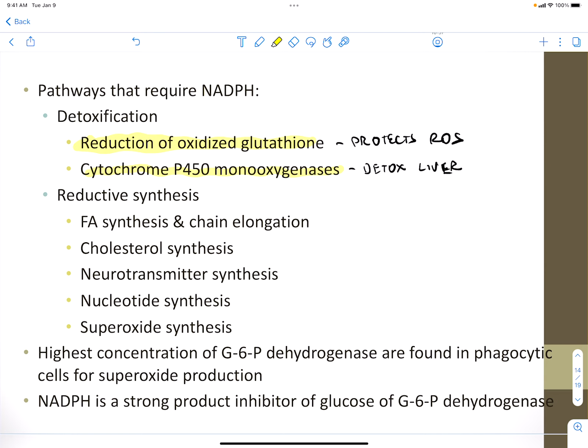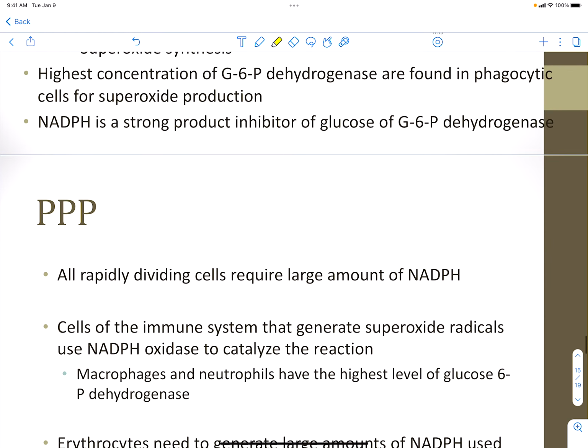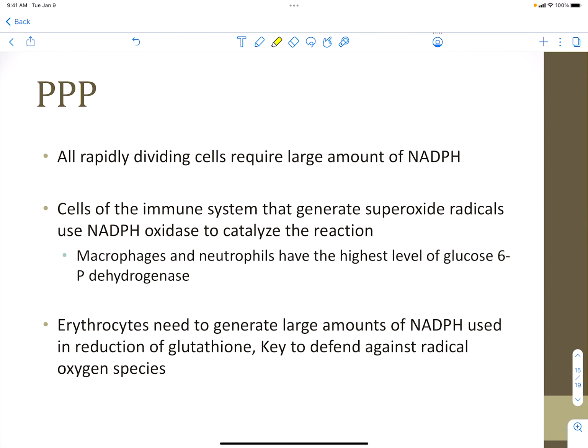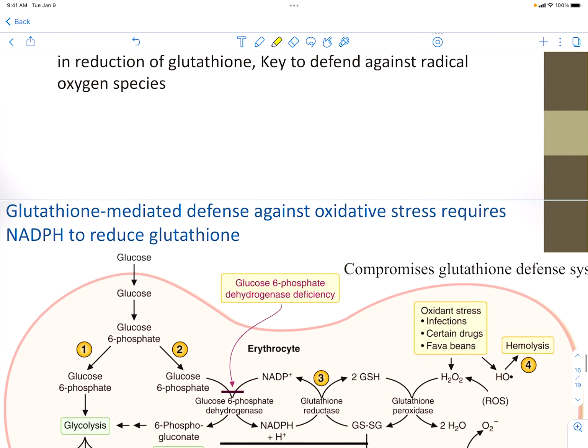Our glucose 6-phosphate dehydrogenase is going to be found in our phagocytic cells, and this is to generate superoxide so that they can protect against pathogens. And then, of course, NADPH is a feedback inhibitor of glucose 6-phosphate dehydrogenase. So rapidly dividing cells such as your immune cells are going to require a lot of NADPH. We're going to generate superoxide radicals that use NADPH, such as your macrophages. And as I mentioned before, erythrocytes need a large amount of NADPH in order to defend against reactive oxygen species.